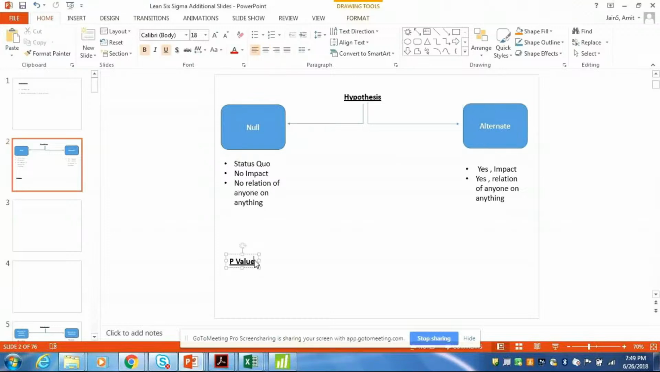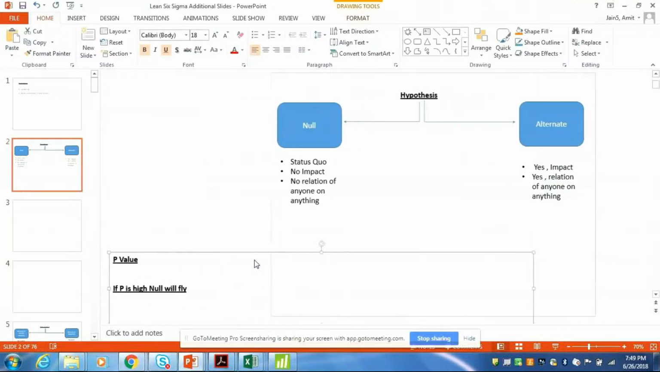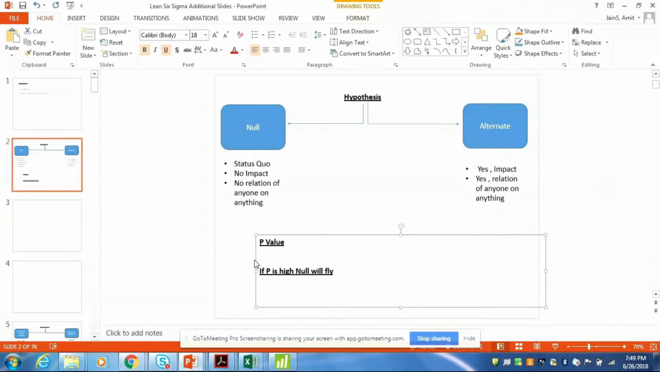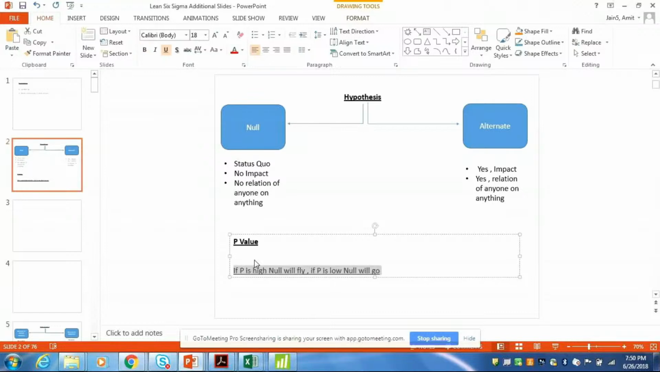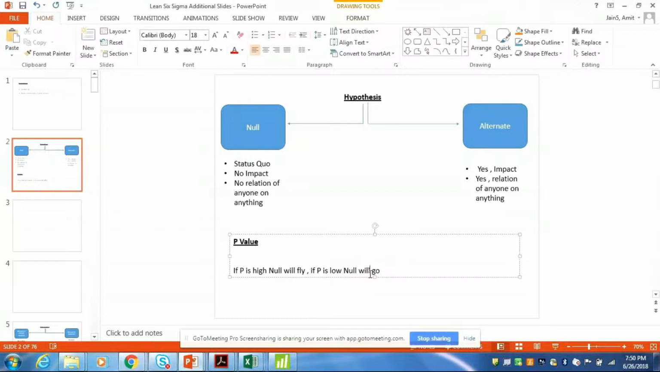There's a simple rule, and how I remembered it is: if p is high, null will fly. If p is low, null will go. Probably if p is higher than 0.05, the null hypothesis would fly, meaning the null hypothesis is correct. If p is lower than 0.05, null will go and alternate would be true.